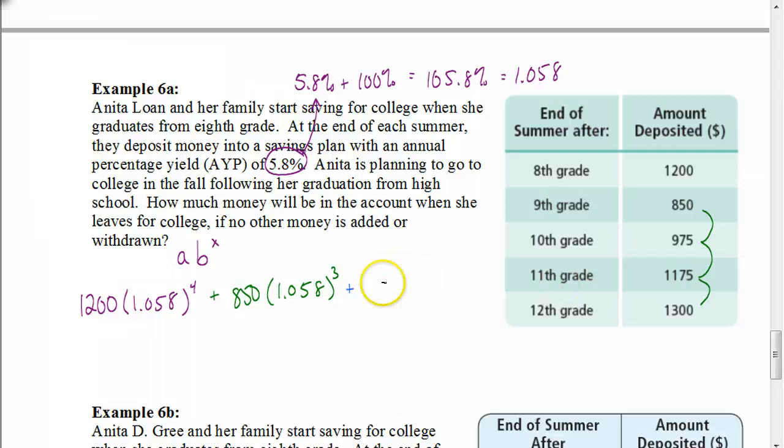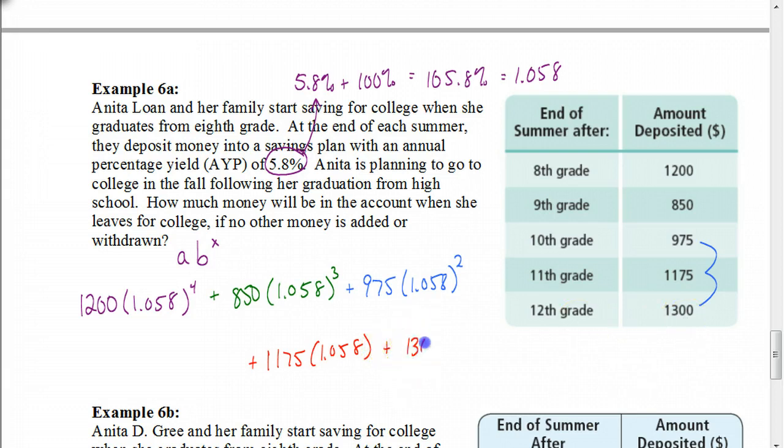plus our next amount, the 975 times 1.058. That's going to be sitting for just 2 years. And then we would add to that the 1,175 times 1.058 to the first power, because that's going to sit for 1 full year, plus the 1,300. Now that's not going to be gaining any interest at all. We're just going to put that $1,300 into the bank, and it's not going to gain any interest.